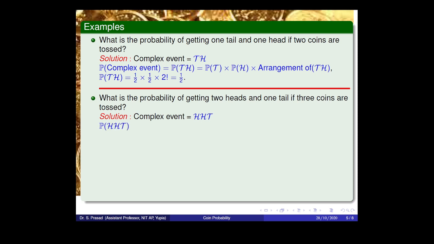And after that we find the probability of HHT. How to find the probability of the complex event HHT? So we go for the probability of H into probability of H into probability of T into arrangement of HHT. Now the probability of HHT is equal to probability of H into probability of H.